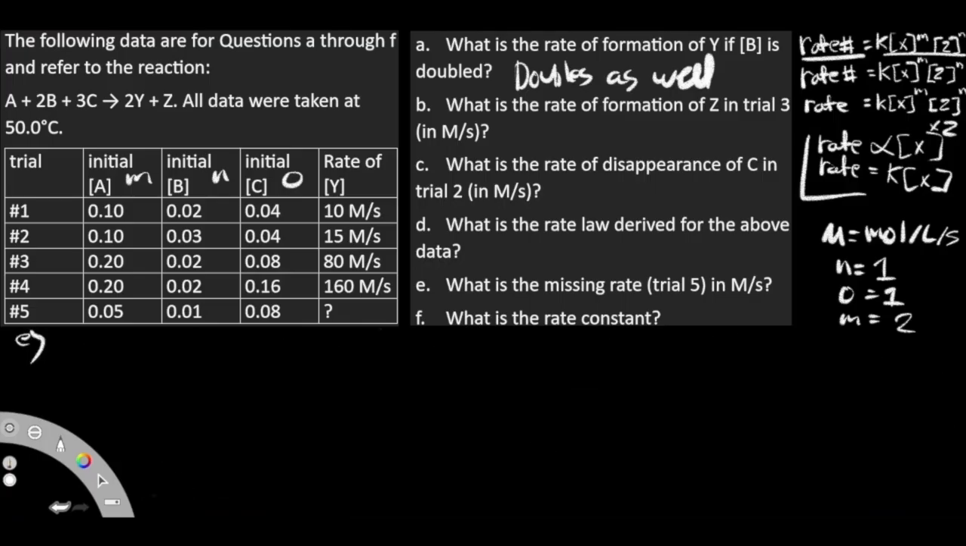All right, let's look at E now. Okay, what is the missing rate? Okay, well, we have to find our rate over here for trial number 5. Okay, it's not given to us.